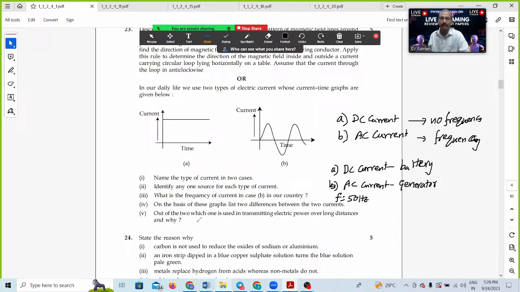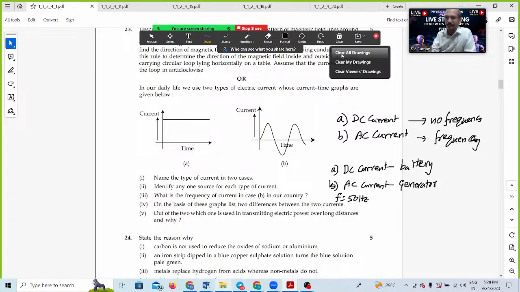Next, out of the two, which one is used in transmitting electrical power over long distances and why? Yes, in our electrical lines, all are AC circuits. AC current will flow from one state to another state through long wires, which is very easy to identify. So that's the reason it will carry over long distances.